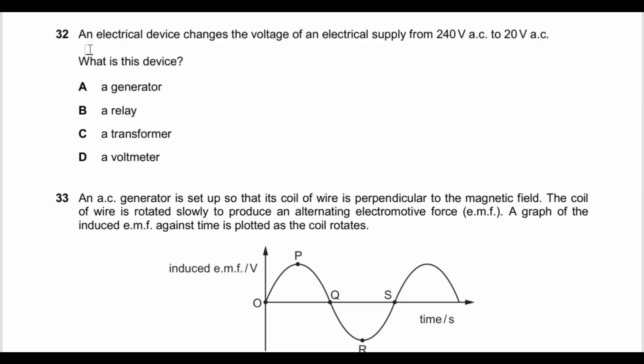Question number 32 says an electrical device changes the voltage of an electrical supply from 240 to 20 volt. What is this device? This device is surely a transformer, which is used to increase or decrease the voltage supply.